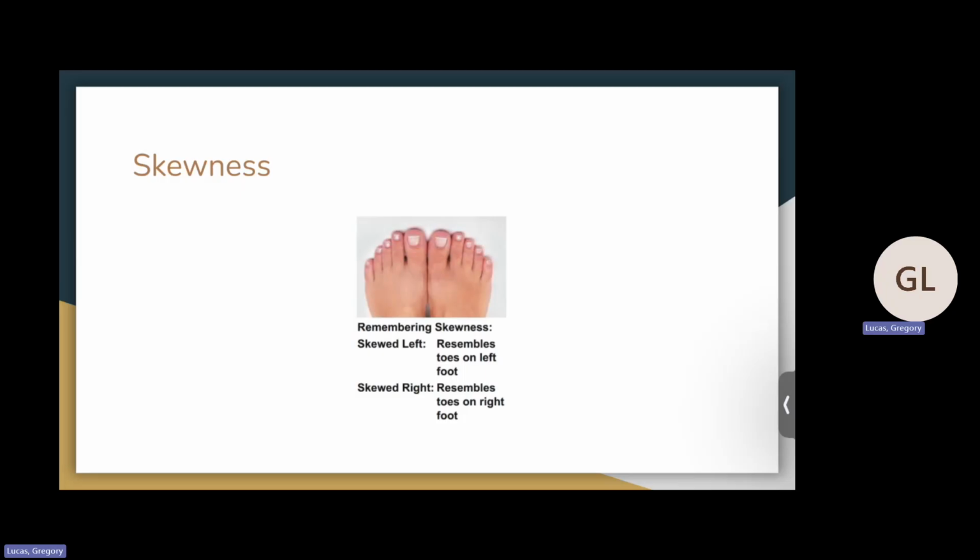And a way to remember skewness is if you put your feet together, it should resemble your toes. So if it's skewed left, it resembles toes on the left of your foot. If it's skewed right, it resembles toes on your right foot. So for skewed left, we're looking at our left foot. Everything's on the right side, but the tail is longer on the left. So that's just a little trick to remember it.